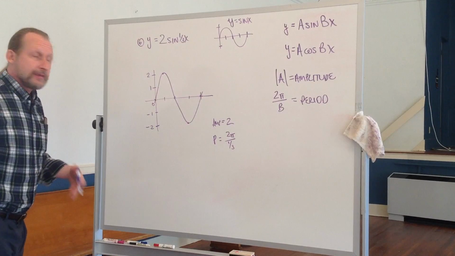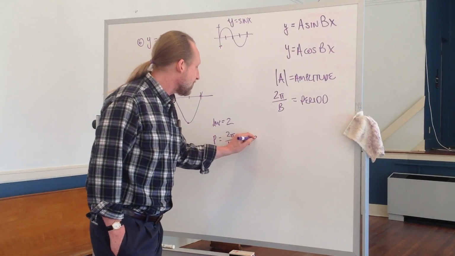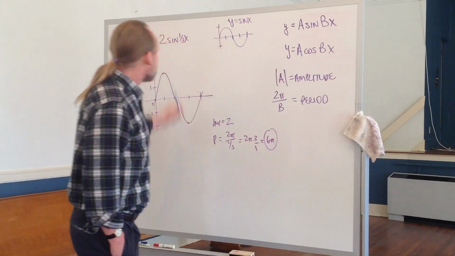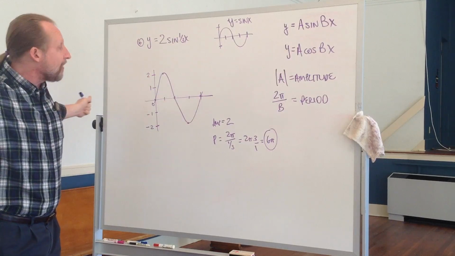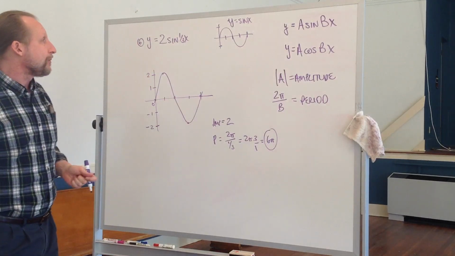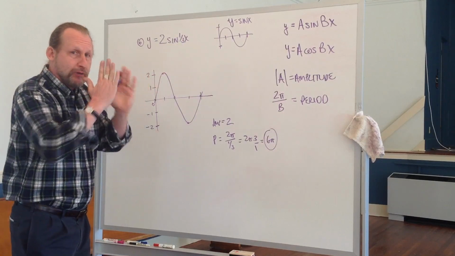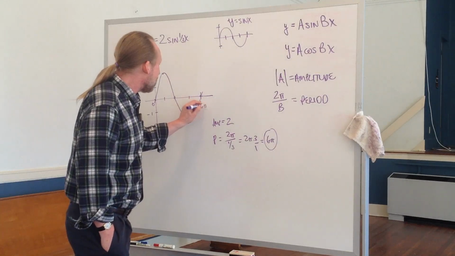All right? That means that you have to multiply by the reciprocal. This is 2 pi times 3 over 1, which is 6 pi. The smaller this coefficient b is, the more stretched out and the larger your period will be. Okay? The larger this number is, the more compressed your period will be. So this is going to be 6 pi out here.